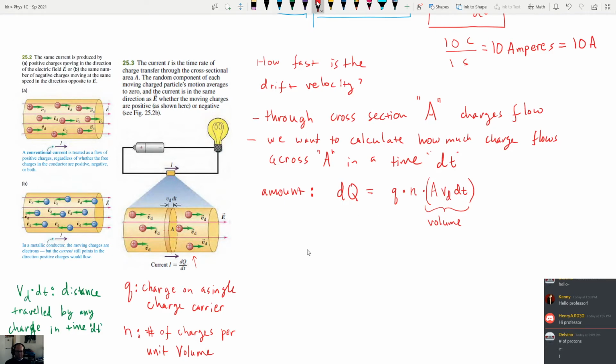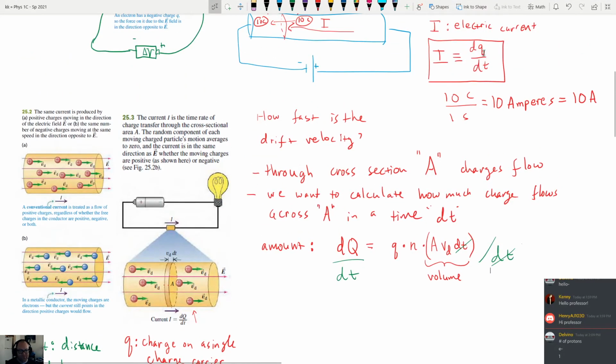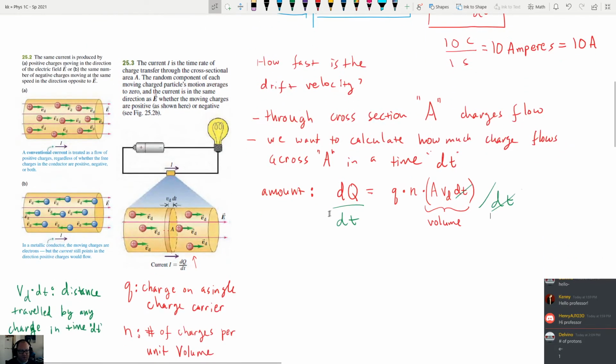Now our goal is to find drift velocity, and ultimately we're going to solve for it. But what we need is current. So we're going to divide both sides of this equation by dt. That cancels out the dt. The left-hand side is now our definition of current: the time rate of change of charge flow. If I know the amount of charge that flows through that regime and the time it takes, then I have current.